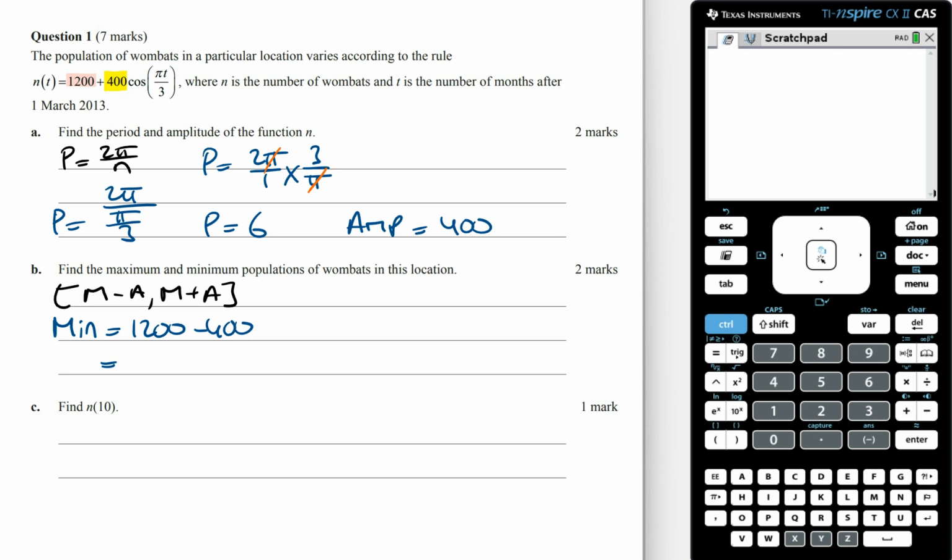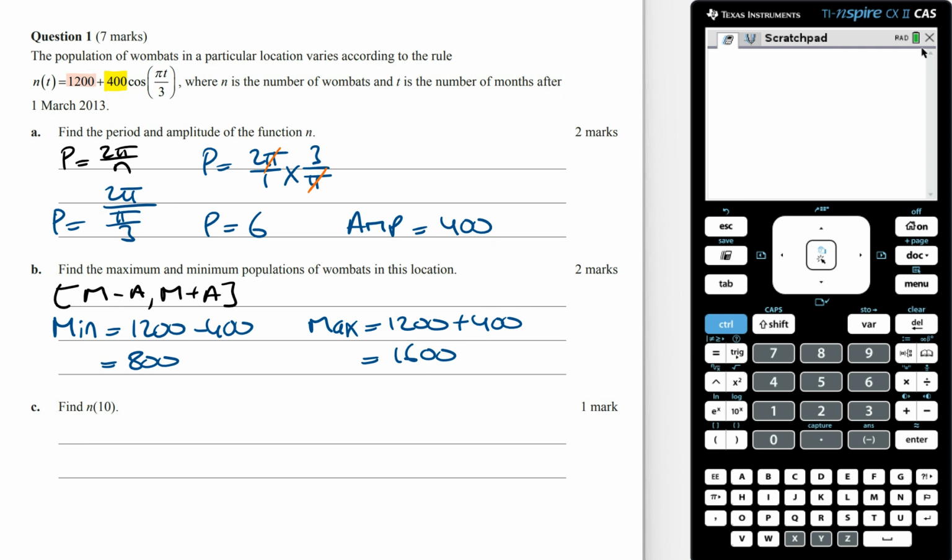And so this is going to be 800. For the maximum population, this is going to be the mean position, which is 1200, plus the amplitude, which is 400, and so this is going to be 1600.